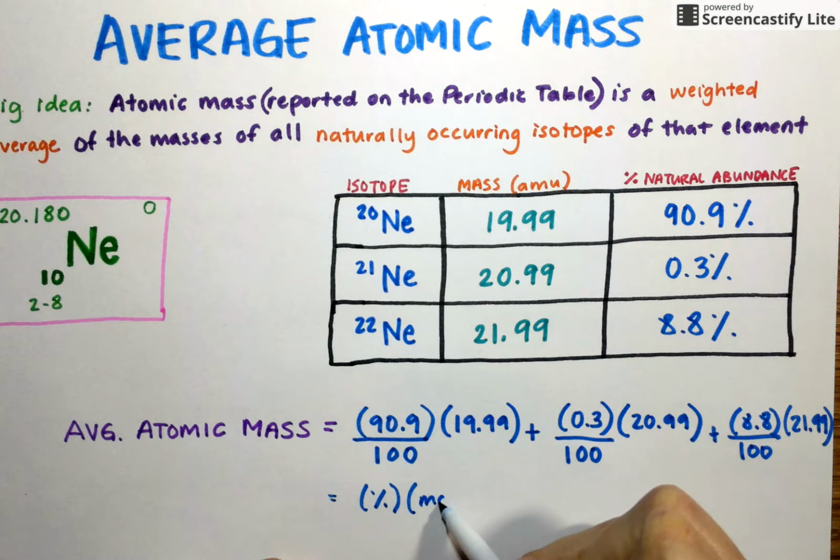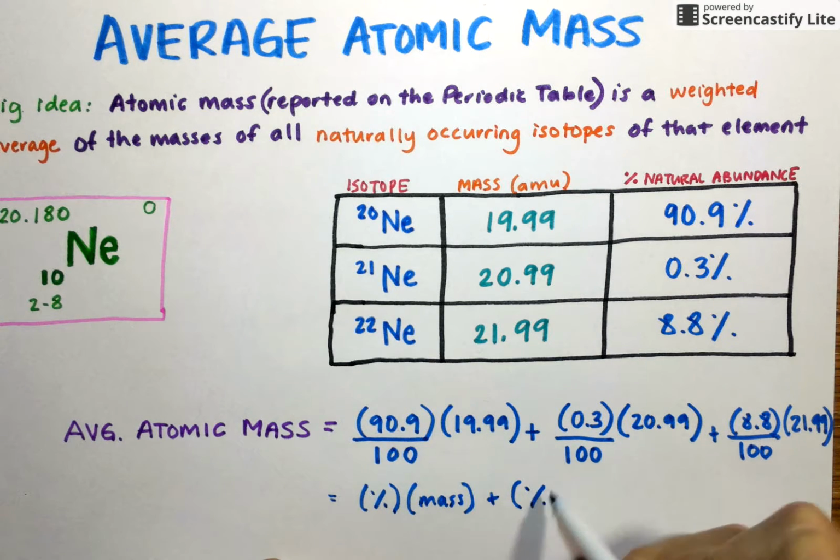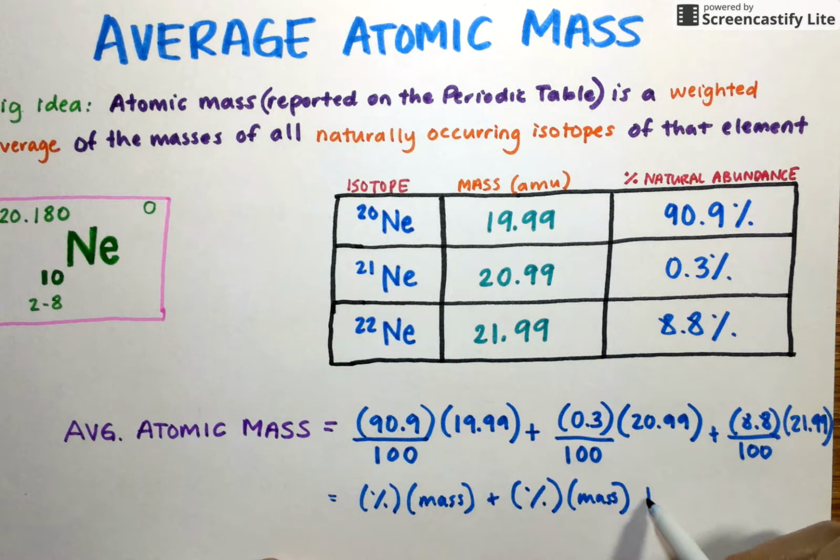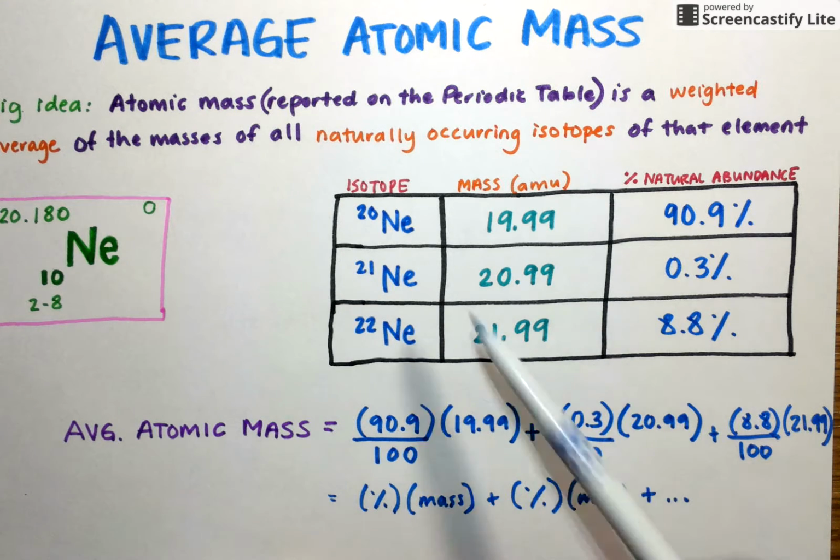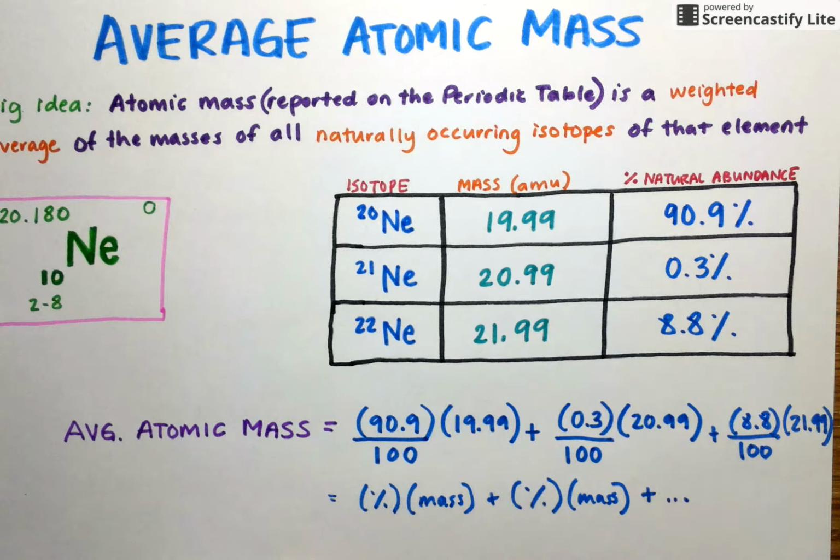So what that says is, on average, if I reach into, let's say, a bag of neon atoms, what am I most likely to pull out? And what exactly is the weighted average of all those different options?